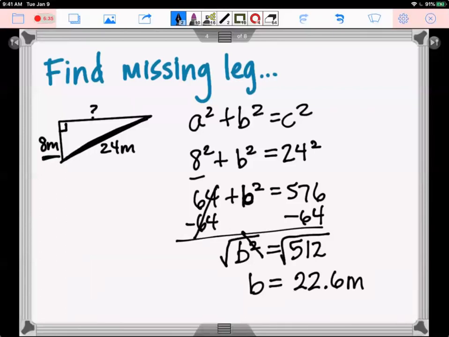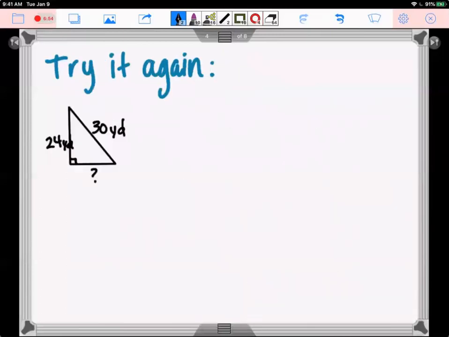Okay, so it's the same equation, same formula, but we're putting numbers in different places. And we're putting them in different places because we already know the hypotenuse. So we're putting that over here, and that's an important idea. Let's try that again. So we have one leg is 24, one leg is missing, hypotenuse is 30.